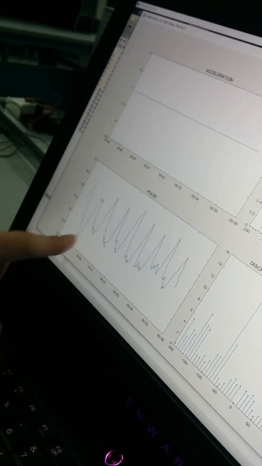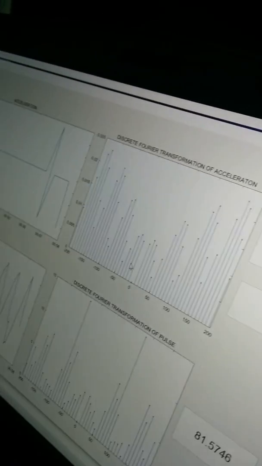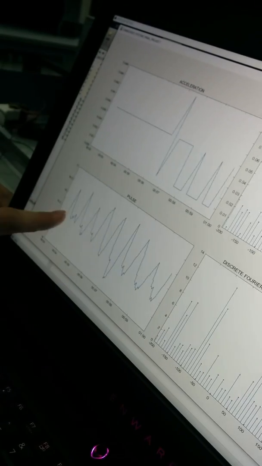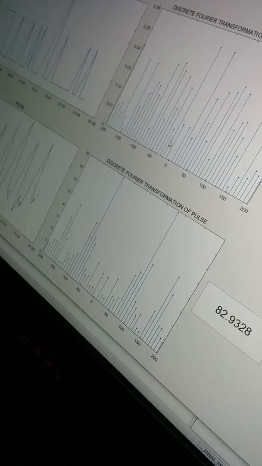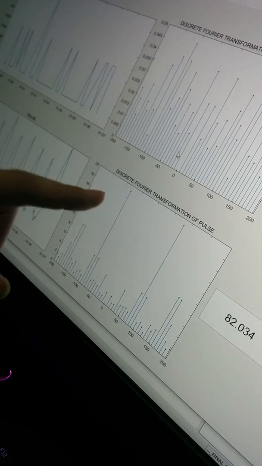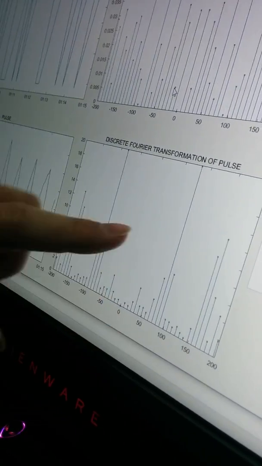You can see this is a pattern, a very nicely periodic signal, and it is stable. Then we look at this one. These lines, each of them corresponds to the number you can see here, the pulse rate. It is the frequency per minute. So those are the components.